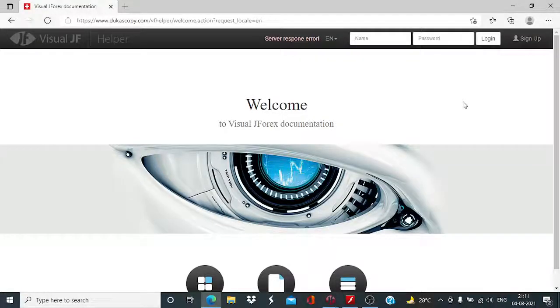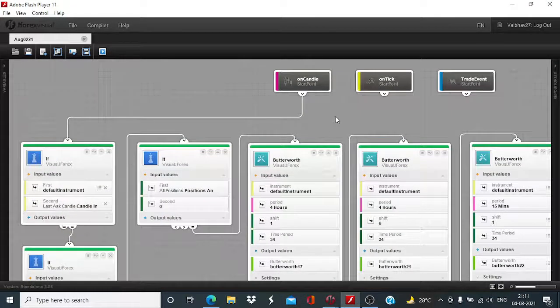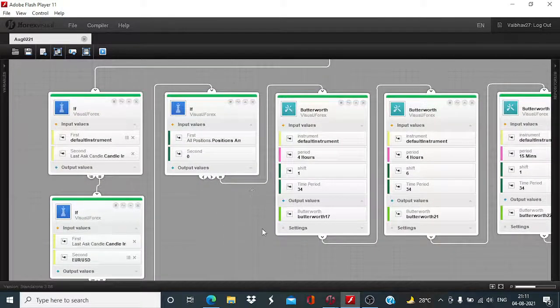Myself Vaibhav. In today's session of Visual JForex, we will be trying to complete the setup involving the indicator Butterworth. This is going to be the third and final session in this series. So let us get started for the day. This is the Visual JForex board developed by the Dukascopy Bank SA.